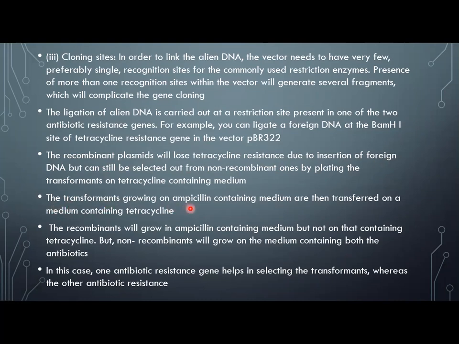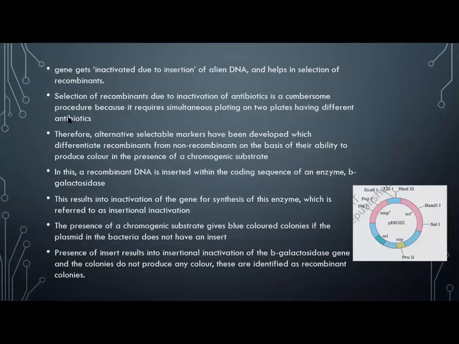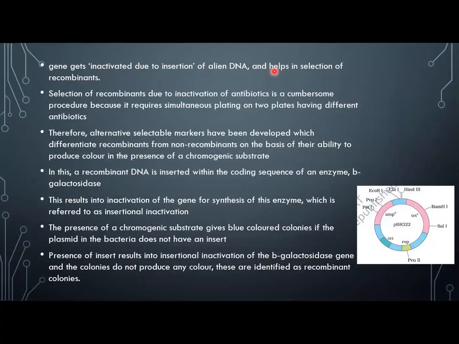The transformants growing on ampicillin containing medium are then transferred onto a medium containing tetracycline. The recombinants will grow in ampicillin containing medium, but not on that containing tetracycline. But non-recombinants will grow on the medium containing both the antibiotics. In this case, one antibiotic resistance gene helps in selecting the transformants, whereas the other antibiotic resistance gene gets inactivated due to insertion of alien DNA and helps in the selection of recombinants.